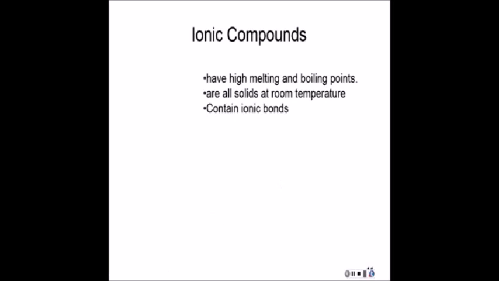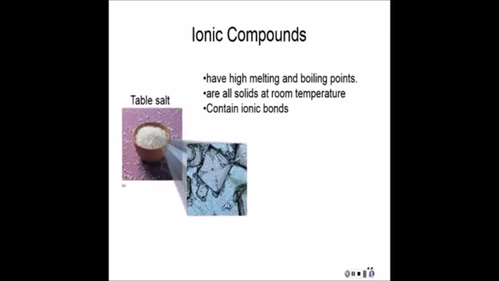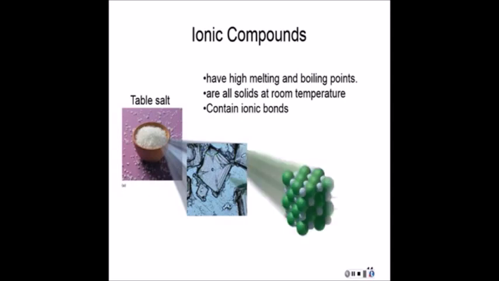Okay. Now, ionic compounds in general have high melting and boiling points. They're all solids at room temperature. They contain ionic bonds. Here's an example, table salt. So they have very strong ionic bonds. In fact, all ionic compounds are solids at room temperature. There are not any ionic gases nor ionic liquids.